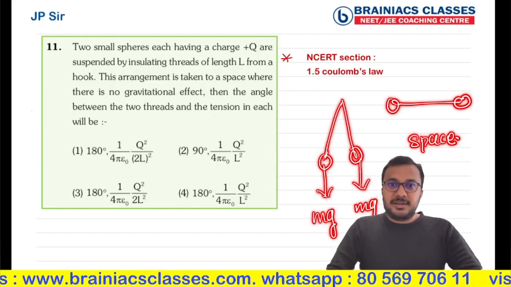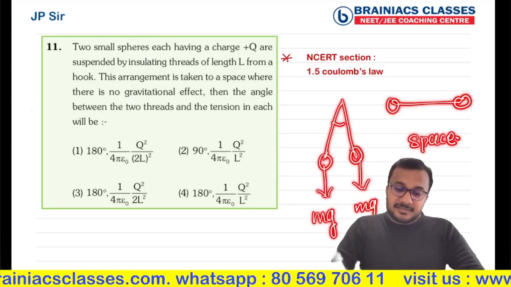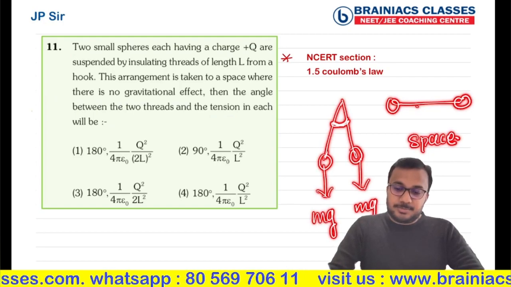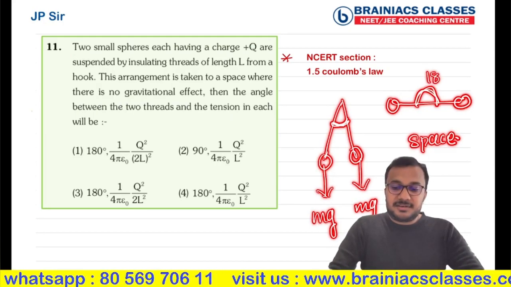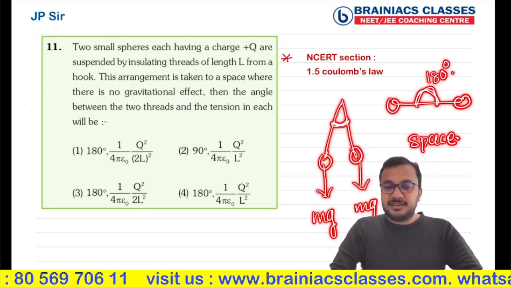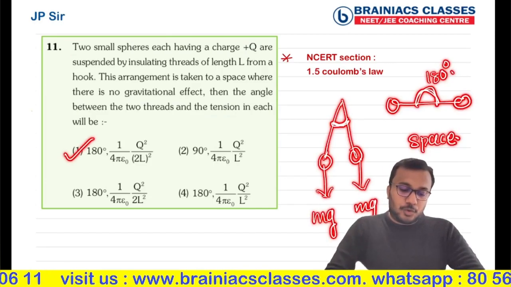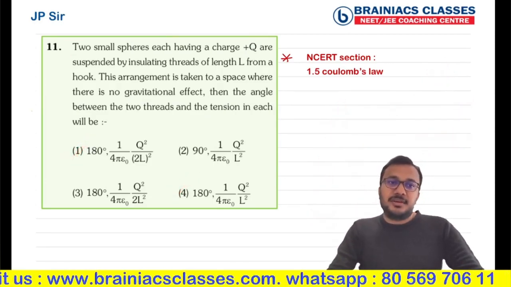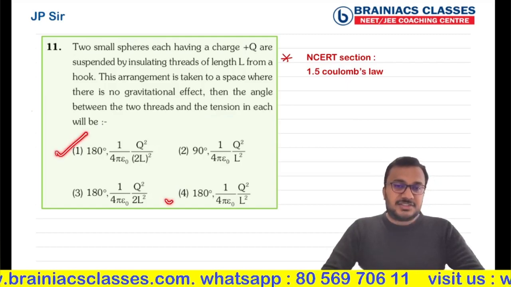Okay, so now what is the angle between them? On earth this angle is called theta, but in space the angle will definitely be 180 degrees. So the answer is 180, it is very clear. From 180 we have two options available, and now we have to find out whether the answer is option 1 or option 4.